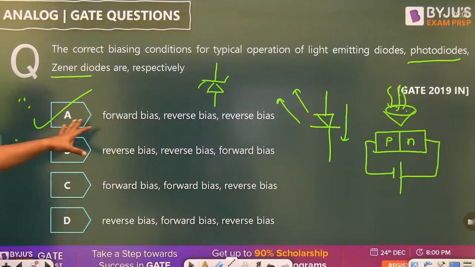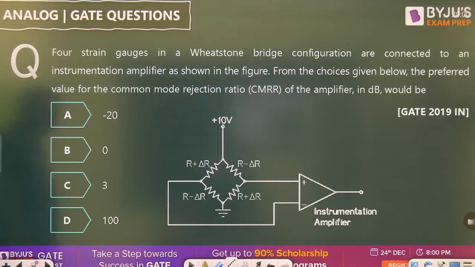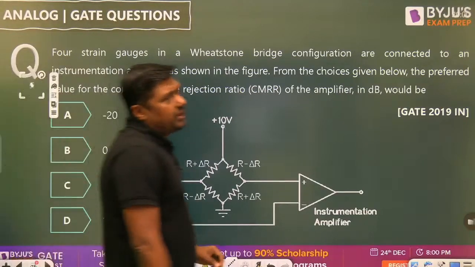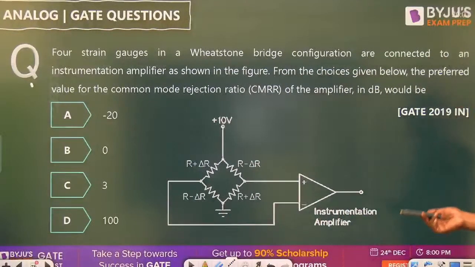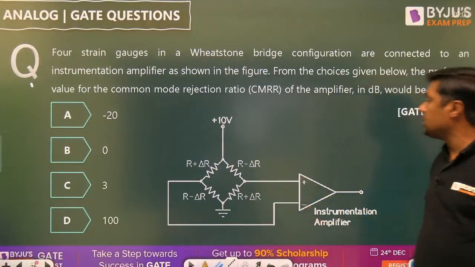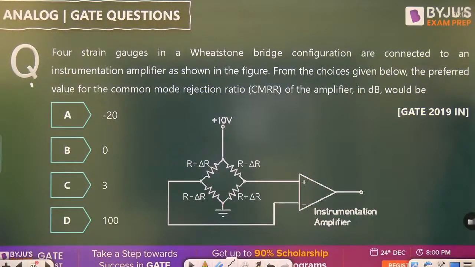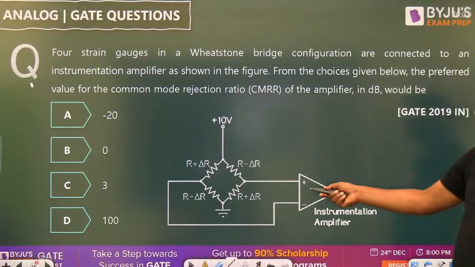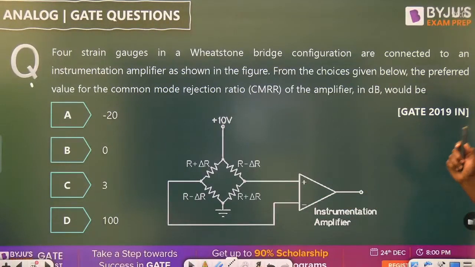So that is the question. A is the answer. Next one. Now the strain gauge in a Wheatstone bridge. Again, this type of question in instrumentation branch, but they may ask in electronics or in electrical branch, because measurement is in the syllabus of electrical branch. Strain gauge in a Wheatstone bridge, this is the Wheatstone bridge, R plus del R, R minus del R, R minus del R, R plus del R are connected to an instrumentation amplifier. Instrumentation amplifier means differential amplifier. From the choices given below, the preferred value for the common mode rejection ratio of the amplifier. What should be the value of CMRR? What is the ideal value of the CMRR?